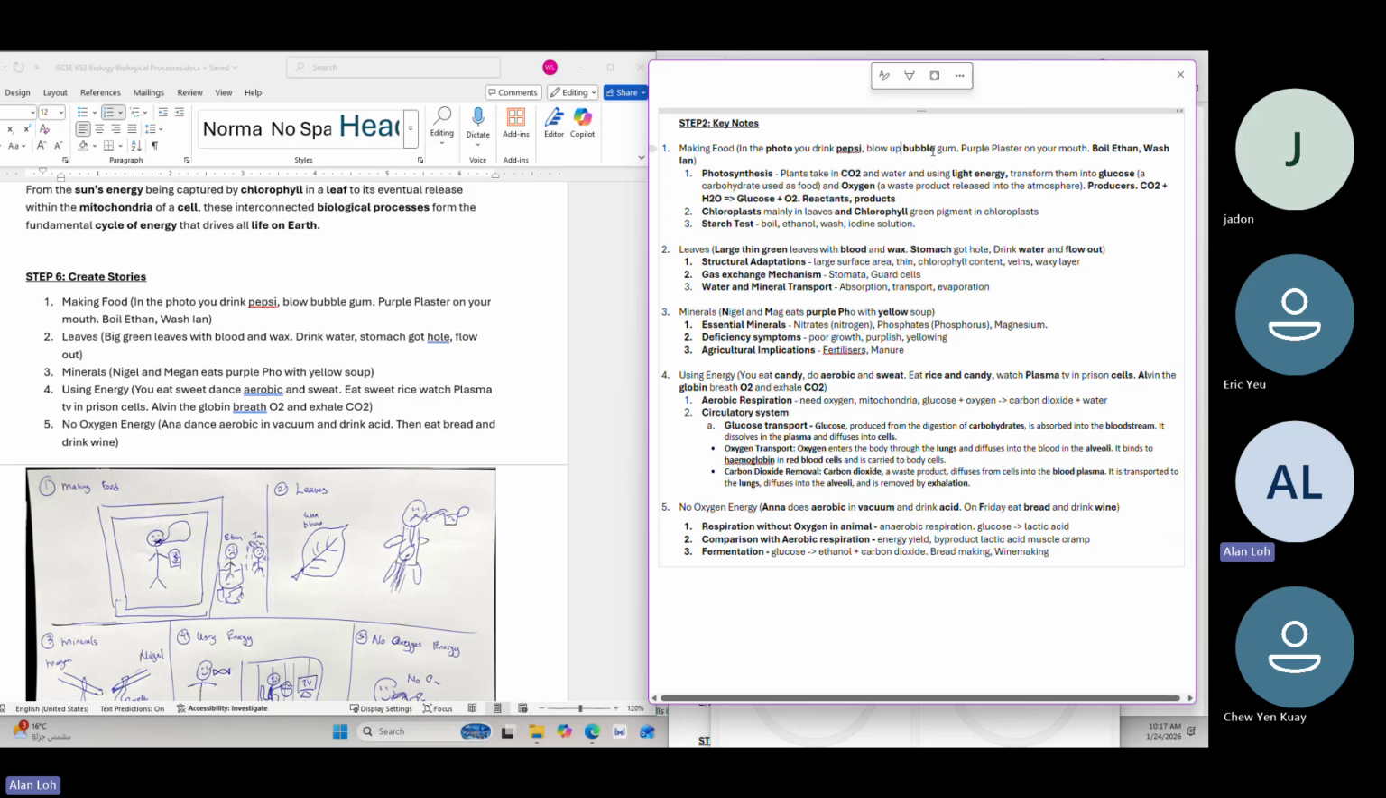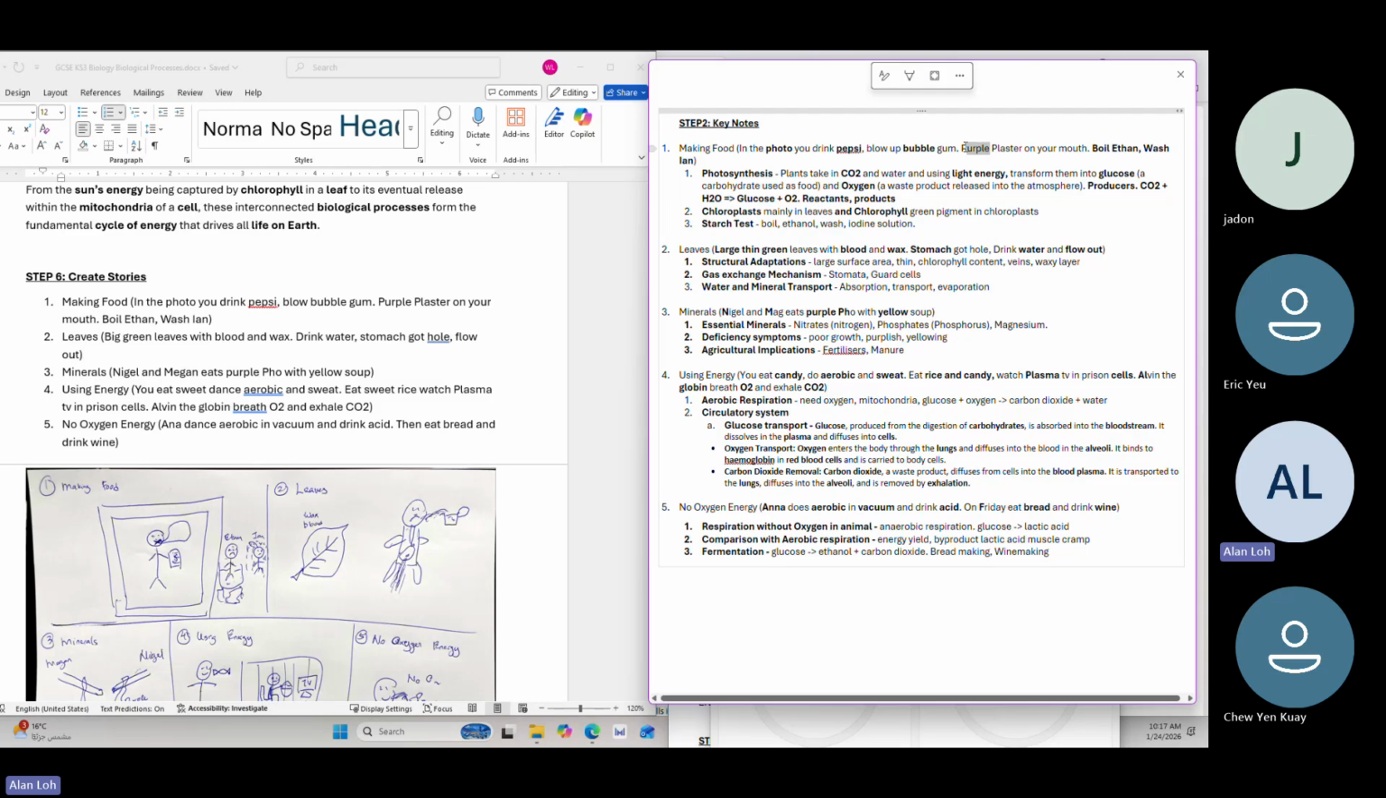And then you blow up bubble gum. You know the chewing gum, you can blow it like a balloon. That is to help you remember oxygen, right? Because photosynthesis is taking in carbon dioxide and releasing oxygen.